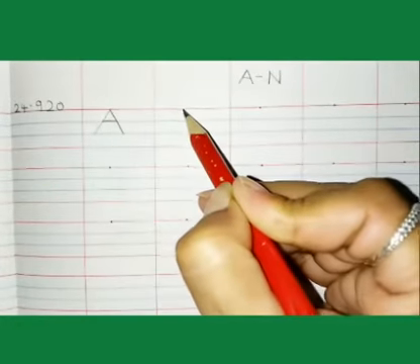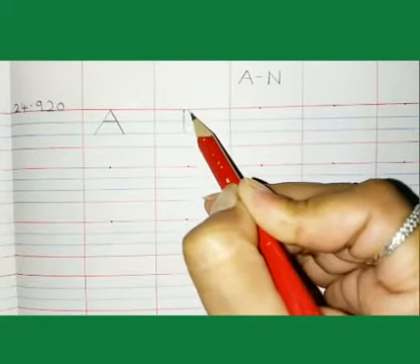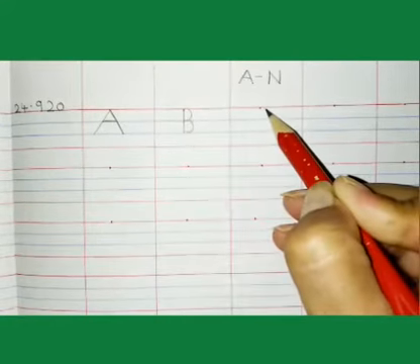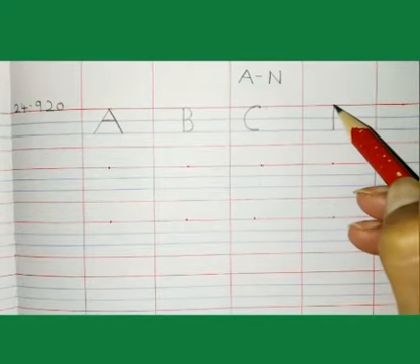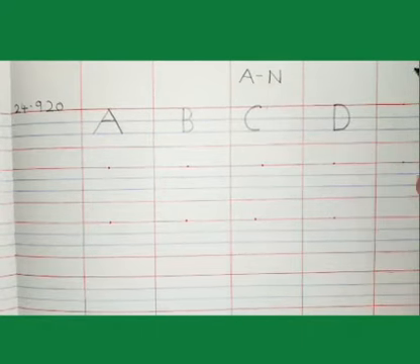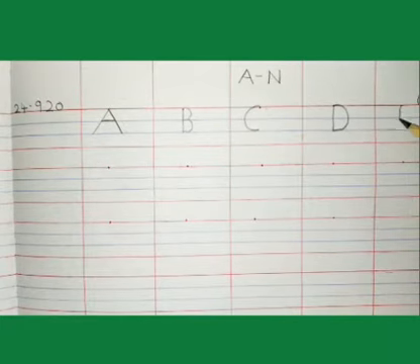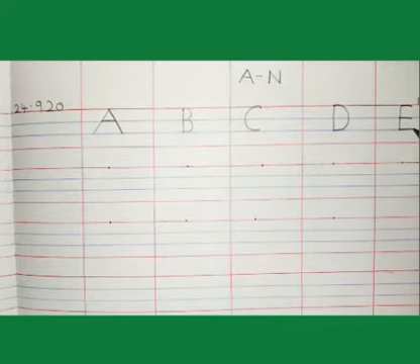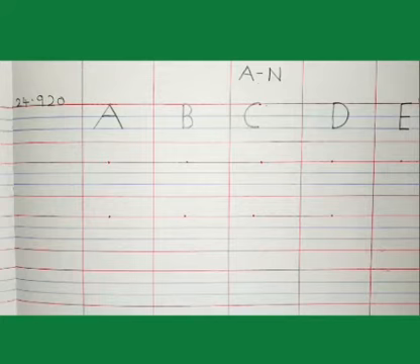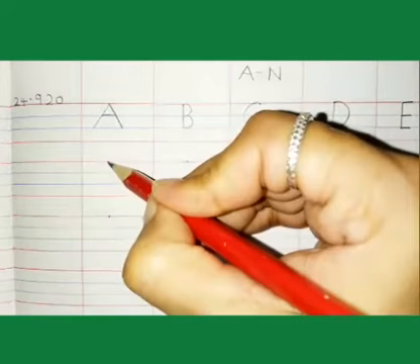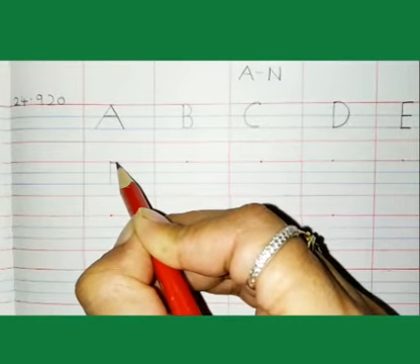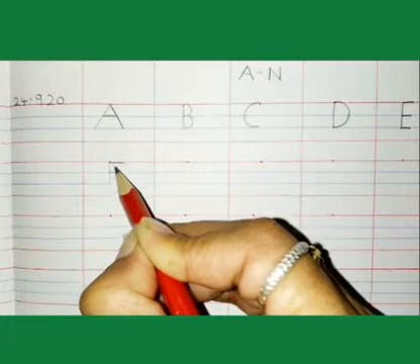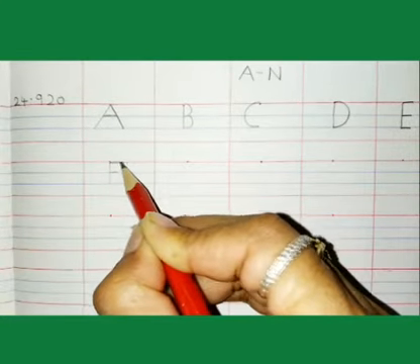A, B, C, D, E. Now we will write F, one standing line and one sleeping line and a small sleeping line. This will be longer than this line.